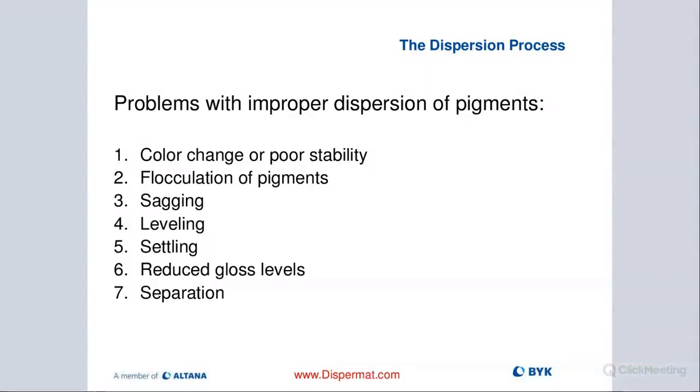If we don't do a good job dispersing, then we have a number of problems. So color change or poor stability of our color, the overall appearance is going to suffer. Flocculation of our pigments, which can actually be remedied by using the right additive that BYK USA offers. Sagging, leveling, settling, reduced gloss or even haze levels and separation are some of the issues that come up if we do a poor job. But overall, you're not going to have a really good looking product if you don't do a good job dispersing.